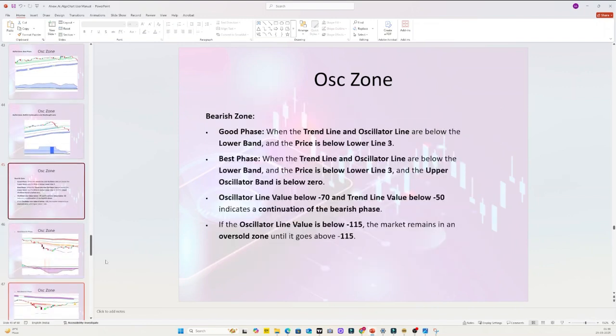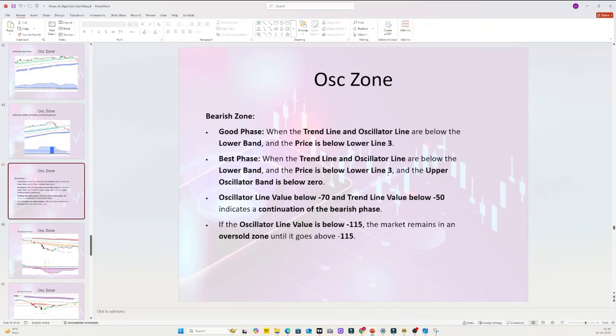And then we have the same thing for bearish. The good phase is when the trend line and oscillator line are below the lower band and the price is below lower line 3. The best phase is when the trend line and oscillator line are below the lower band, the price is below lower line 3, and the upper oscillator band is below 0.